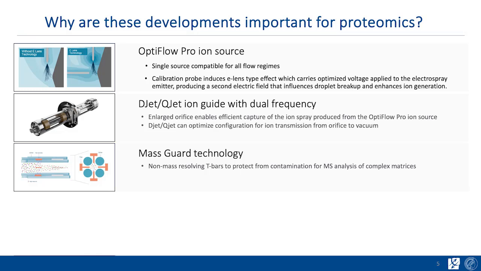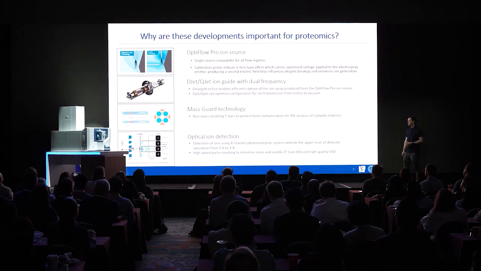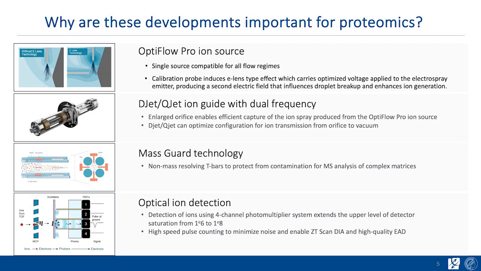And in order to avoid the instrument getting contaminated 10 times faster as well, there's now a mask guard, so the instrument stays clean with minimum downtime so far. In the time I've been using it, I've not had to do any kind of cleaning-related maintenance so far. And of course, the highlight there is the optical ion detection, which is necessary to get good ZenoSWATH DIA data and also good EAD data.